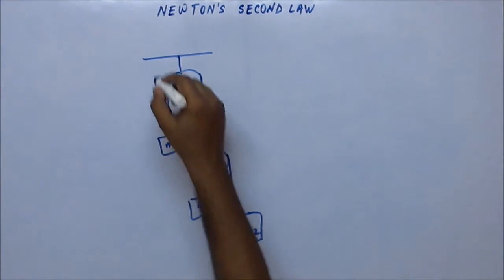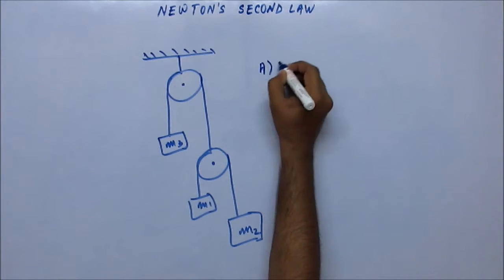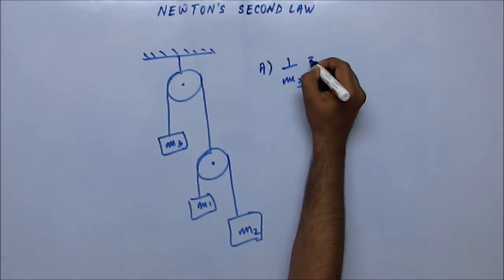Okay, now the question is, the whole system is hung from a ceiling. What would be the relation between m1, m2 and m3 so that the block m3 remains stationary? I'm giving you 4 options for that, and you have to choose one among the 4.